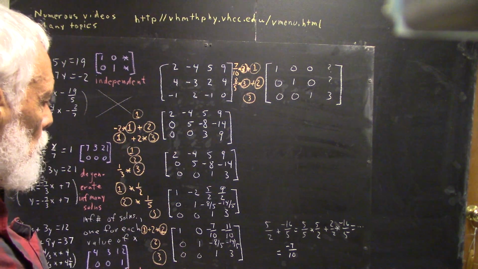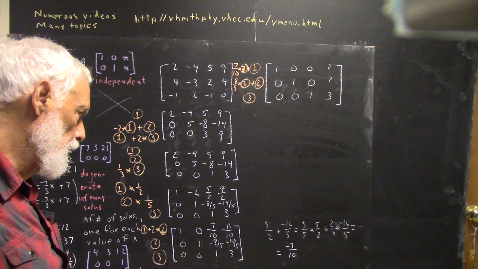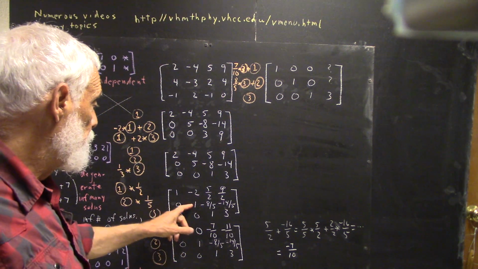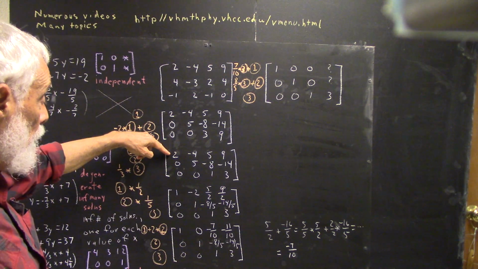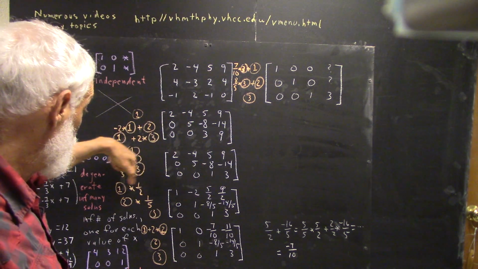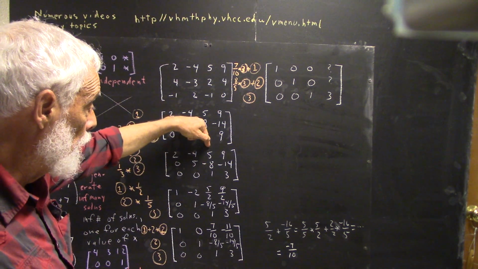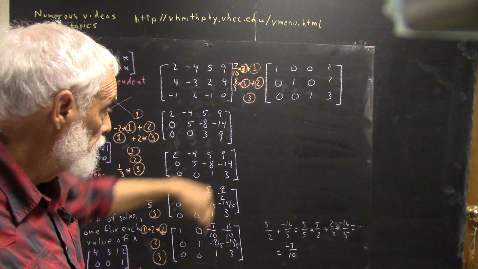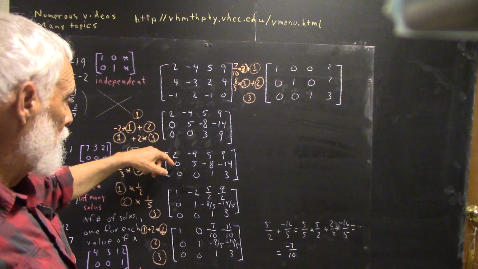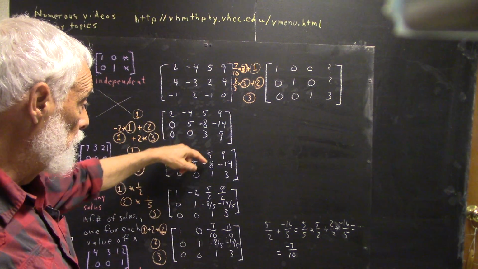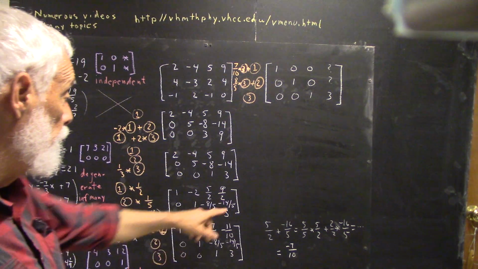But we go one more step to get kind of an official echelon form here, and you can read about the terminology. It's nice if we get ones here. And that's easy to do. We just multiply this row by 1/2. First row times 1/2. Half of 2 is 1. Half of -4 is -2. Half of 5 is 5/2. Half of 9 is 9/2. And then we multiply the second row by 1/5. 1/5 of 0 is 0. 1/5 of 5 is 1. 1/5 of -8 is -8/5. 1/5 of -14 is -14/5.